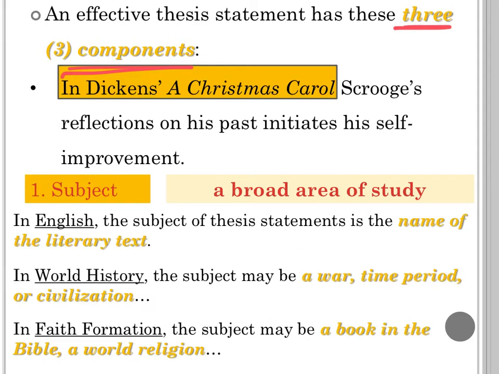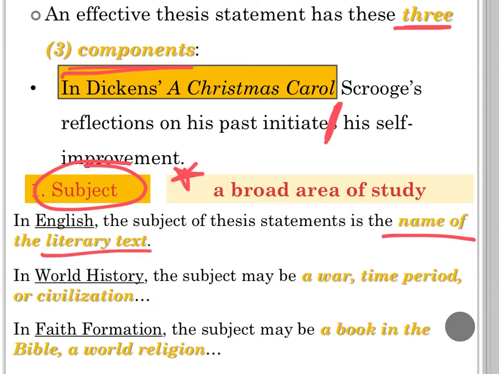In Dickens' A Christmas Carol, Scrooge's reflections on his past initiates his self-improvement. There's a grammatical error here. This should say initiate. So the first effective component of a thesis statement is a subject. And what this is, is a broad area of study. In our class in English, the subject of our thesis statements this year is always going to be the name of the literary text that we're writing about. In world history, it could be a war, a time period, a civilization. In faith formation, it could be perhaps a book in the Bible or a world religion. So the first component of an effective thesis statement is a subject.